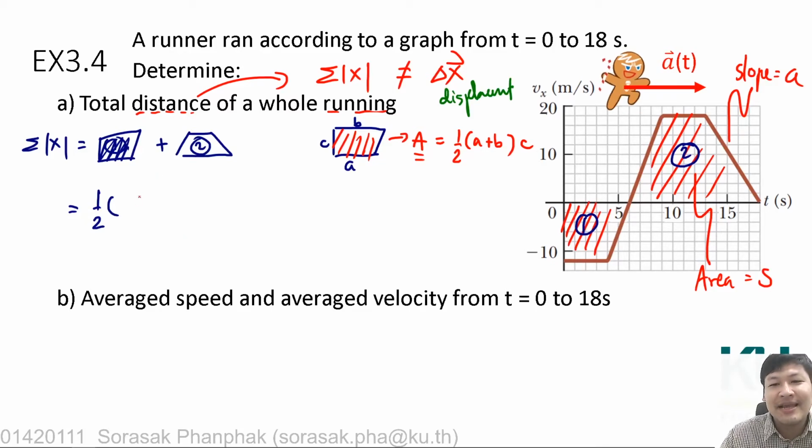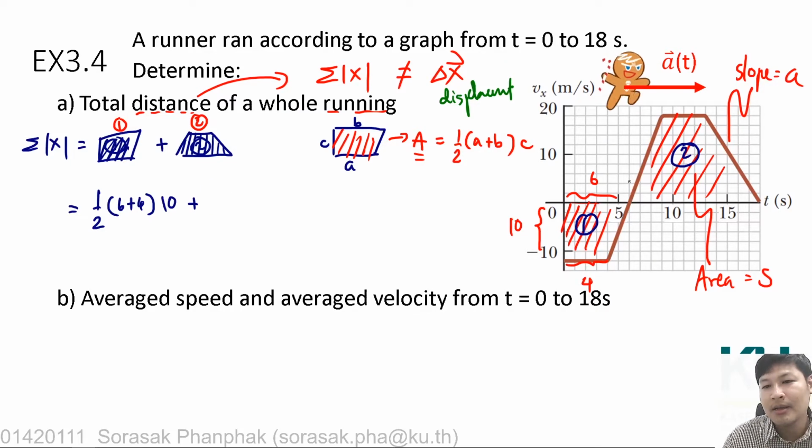So from this case, what about the height? It is 10, right? And what are the parallel sides? This is 4, this is 6, in terms of time here, right? So this is the distance for the first period and the second period, and now you can sum it up. For the first period it is 1 over 2 times (6 plus 4) multiplied by 10.